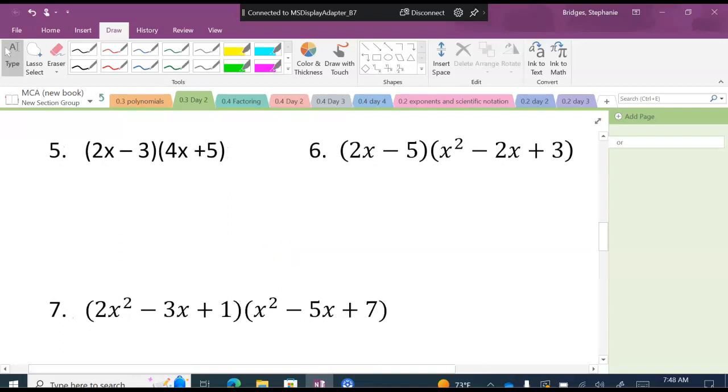All right. If you'll take a minute and write down 5. That is a binomial times a binomial. We use what we call the FOIL method. That only is applicable for binomial times a binomial, but the process is the same no matter how many terms you're multiplying by how many other terms. You're still just going to distribute each term in that first parenthesis to every term in the second parenthesis. And then you combine your like terms and write your answers in standard form.